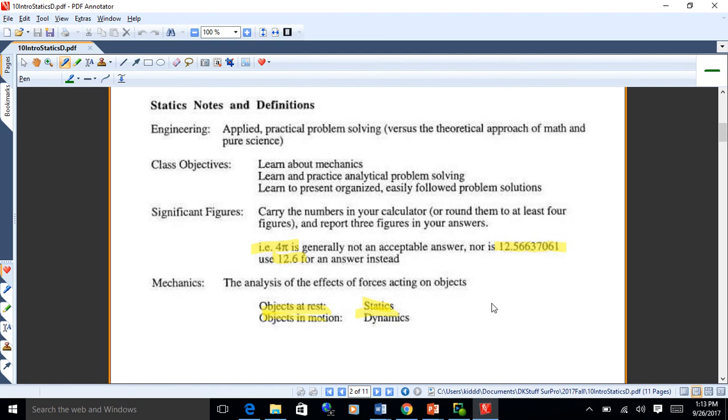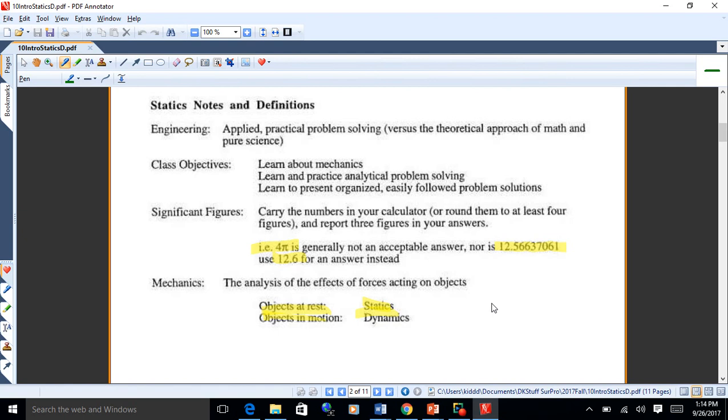So what we want to do in this class is we want to learn about mechanics. We want to learn and practice analytical problem solving, because that's what engineering is often all about. And we want to learn to present our work that's organized and can be followed. Okay, so let's have a look here. First thing I want to talk about is significant figures.